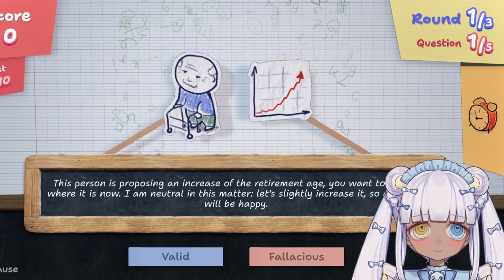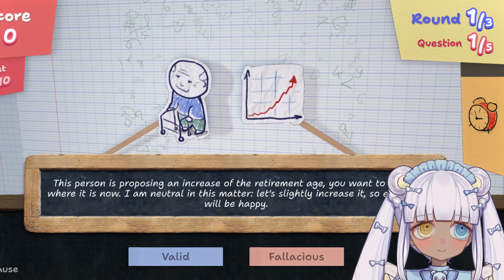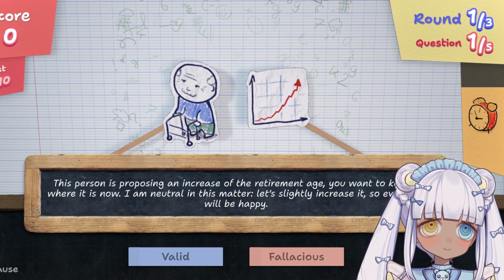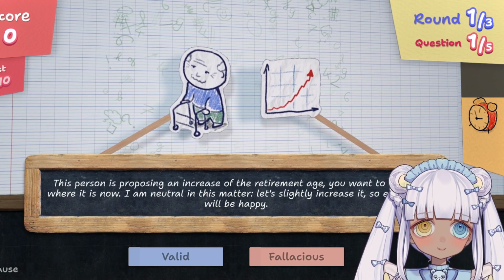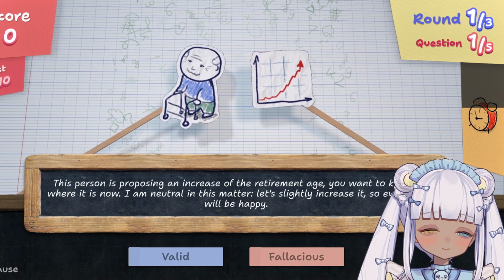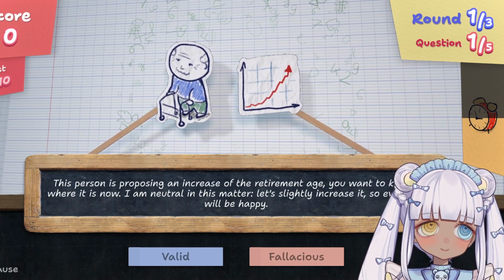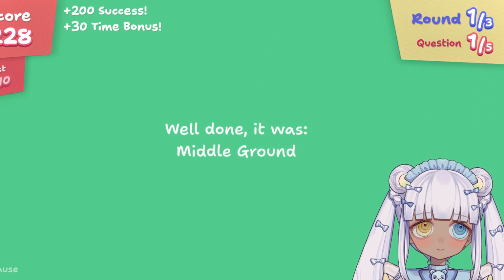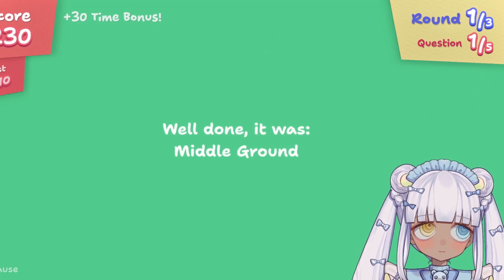This person is proposing an increase of the retirement age. You want to keep it where it is now. I am neutral in this matter. Let's slightly increase it so everyone will be happy. How do you know everyone will be happy though? Middle ground.